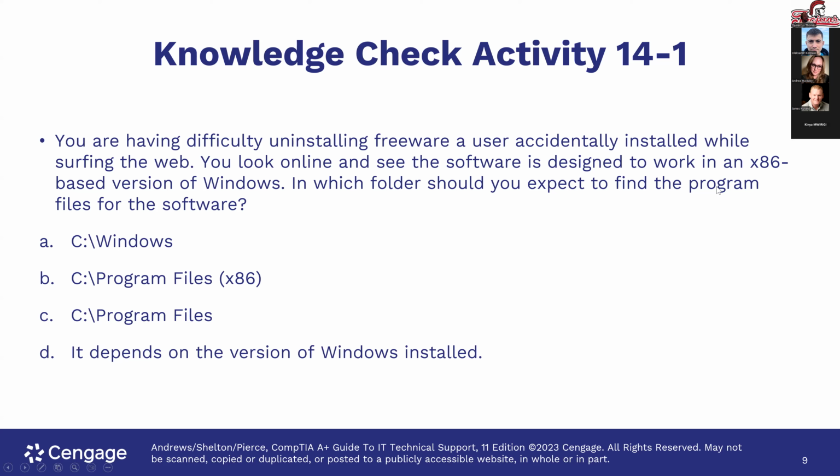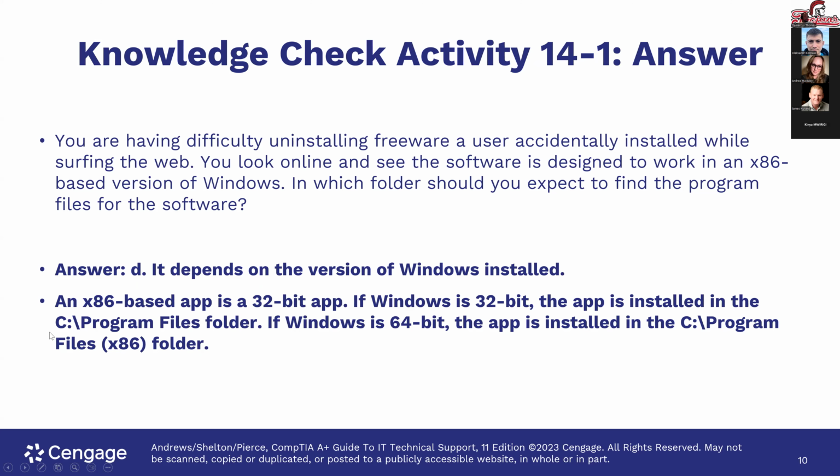They never told us what version of Windows is installed. They only talked about the software being designed for this type of architecture, but it depends on the version of Windows that we actually have. An x86 based app is a 32-bit app. If Windows is 32-bit, the app is installed in the program files folder. If Windows is 64-bit, the app is installed in the C program files x86 folder.